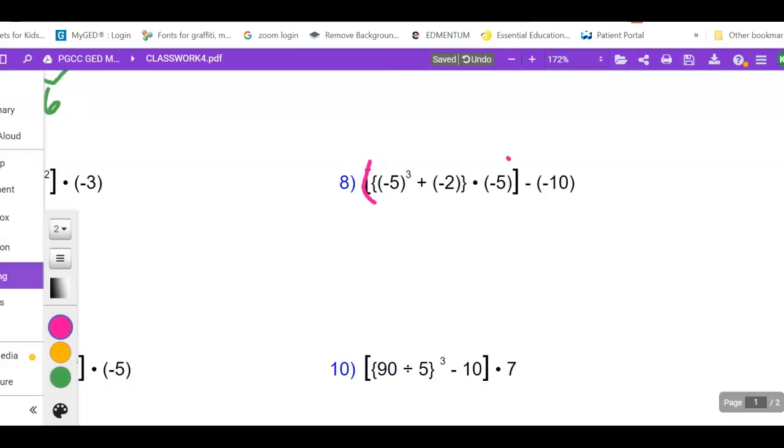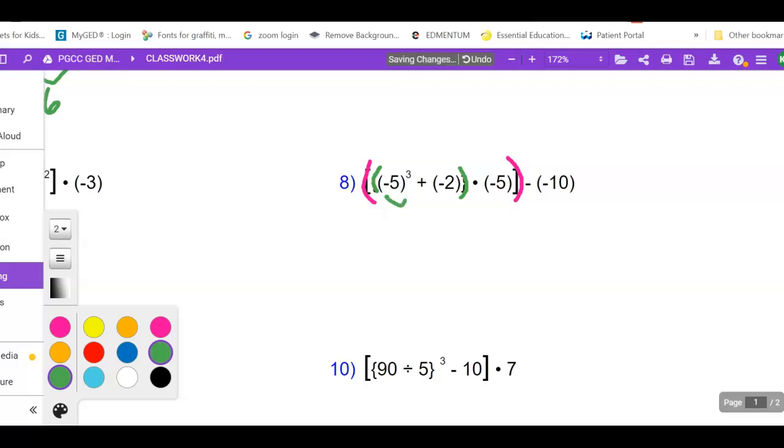Number 8. Let's separate first. See that? And I see that. There we go. So I'm going to start here. I have negative 5 times negative 5 times negative 5. So my negative 5 times negative 5 times negative 5, that gives me, do it inside, negative 125. Bring down the rest of what I have so far, plus negative 2. All right, negative 125 plus negative 2, integer rules, that's going to be negative 127.